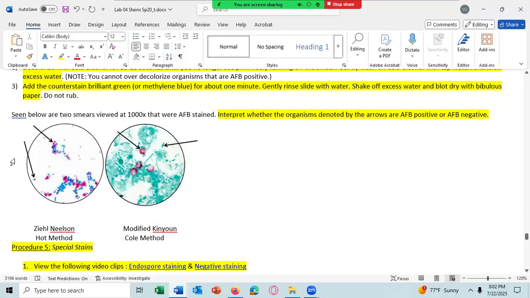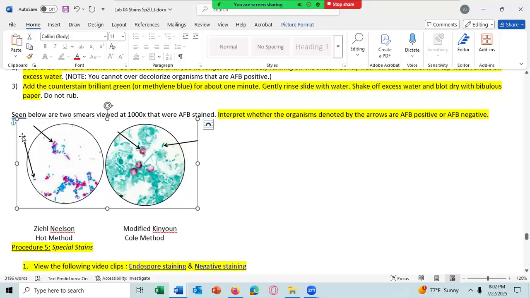Anyway, state whether the leftmost arrow in the first picture is acid-fast positive or acid-fast negative, and you can type it here or here. Just put in more space if you need it. Or you can type it there if you can. For some reason, I'm not able to get there.